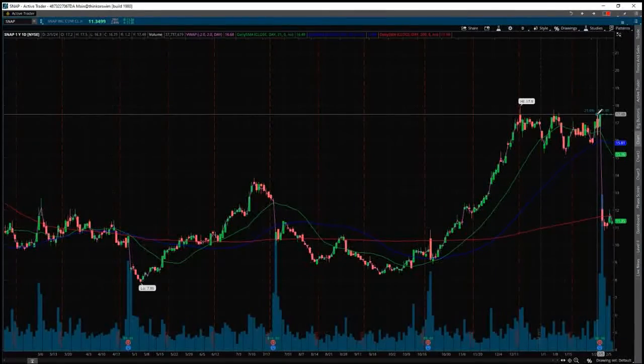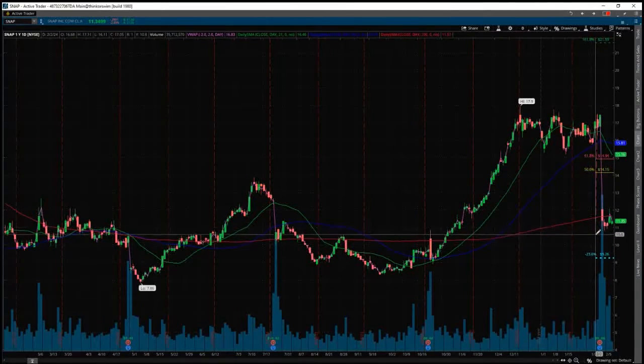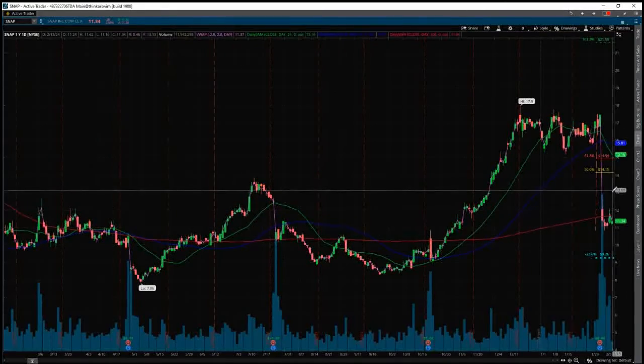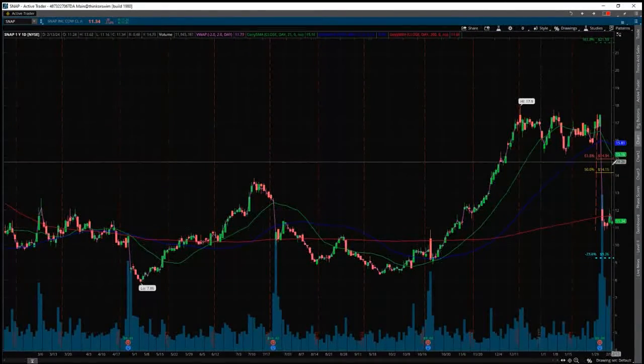So let's draw the prior highs here to the earnings lows. Let's just say that these are the lows and it does manage to get back above, this is the red line, the 200-day moving average, gets up to 13, gets up to 14, 15.